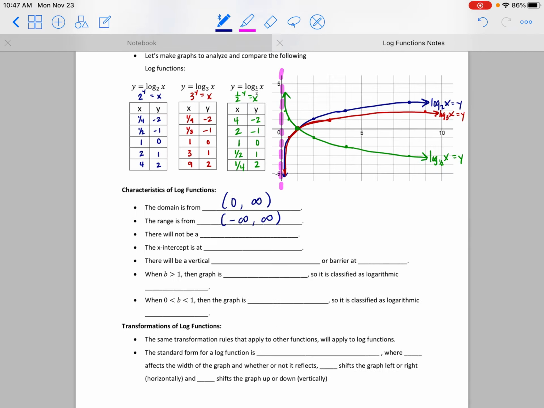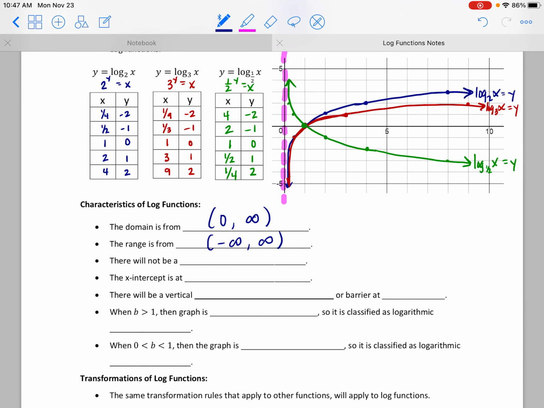Then in these cases, we don't have a y-intercept. There will not be a y-intercept. But they all cross the x-axis at (1, 0). Again, that was the reverse of what happened with the exponential. And the exponentials had the horizontal asymptote at y equals 0. These ones have a vertical asymptote at x equals 0, which is our y-axis this time.